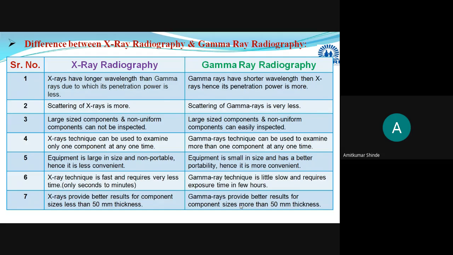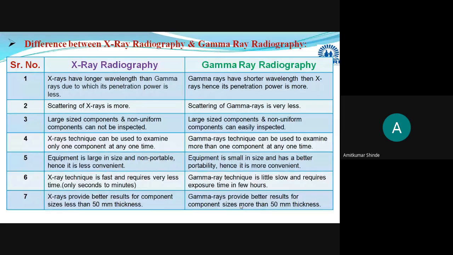Neutron radiography means you can say that some nuclear particles or nuclear waves we are using to pass through that assembled component, and some pattern is recorded, and depending on that pattern only, we are generating some neutron radiographs or neutron films, and that analysis is done. That is termed as neutron radiography.